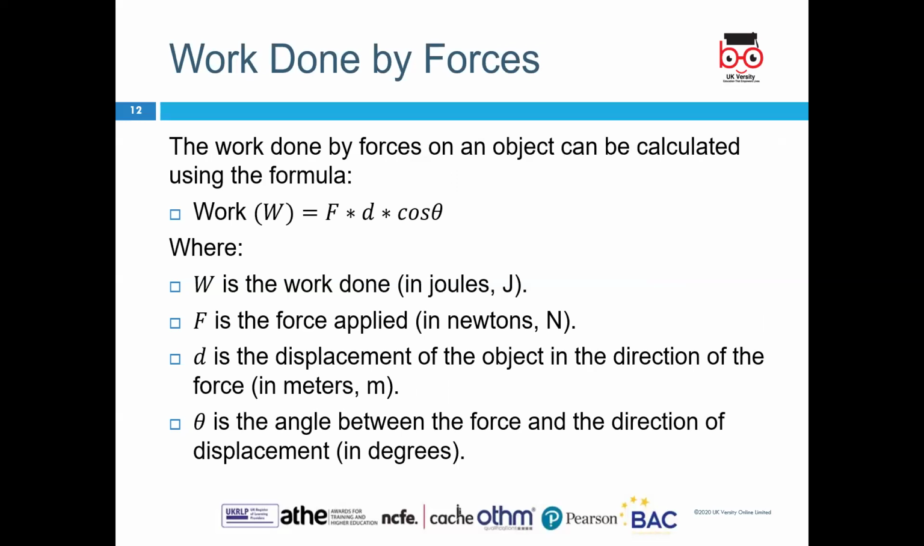Then we have work done by forces. The work done by a force on an object is calculated using the formula W is equal to F into d into cos theta. W is the work done in joules, F is the force applied in newtons, d is the displacement of the object in the direction of the force in meters, and theta is the angle between the force and the direction of displacement in degrees.